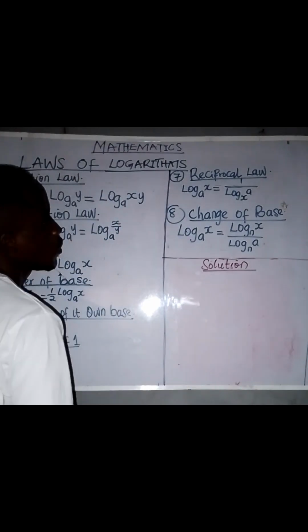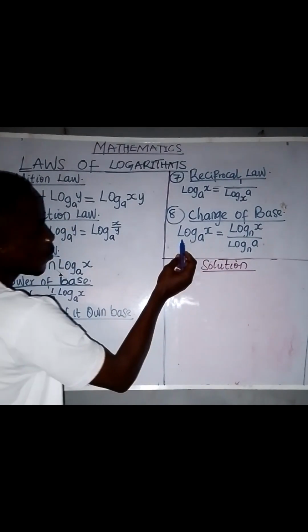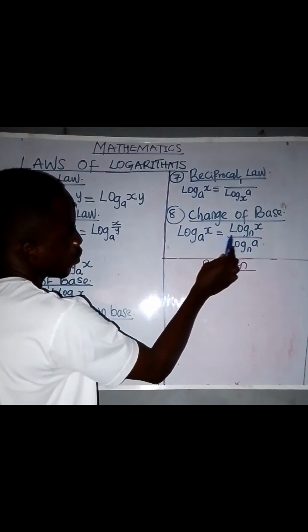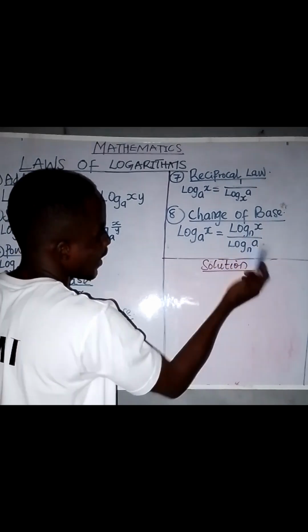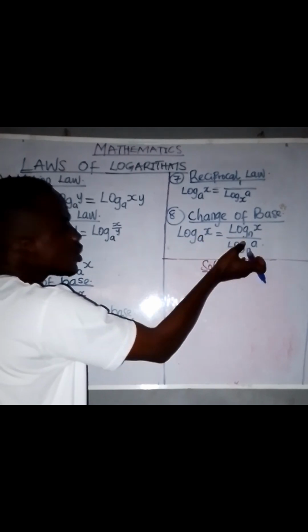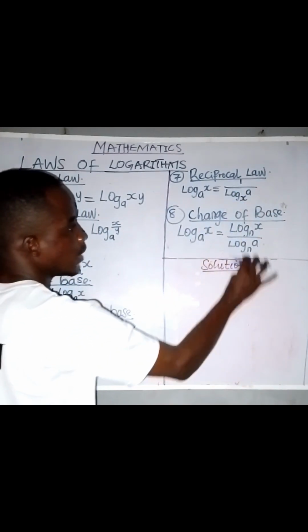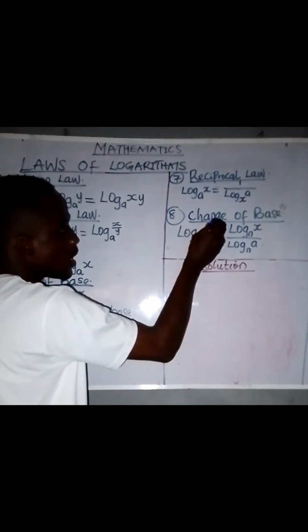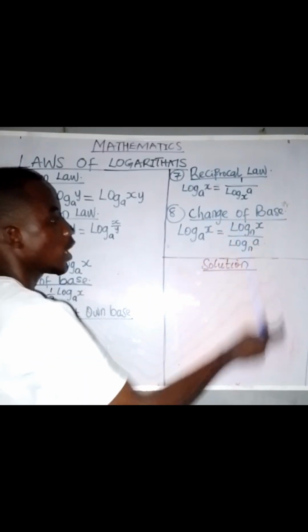Alright, so we move to the last law of logarithms, which is the change of base. For change of base, you have log base a of x equal to log base n of x over log base n of a. The base here was a, so they changed it to n. When they changed it to n, it became a separate entity. That means the number and the base will now divide each other, each assuming a log on its own.